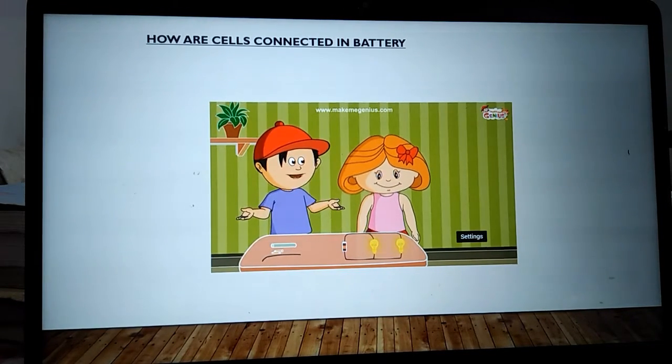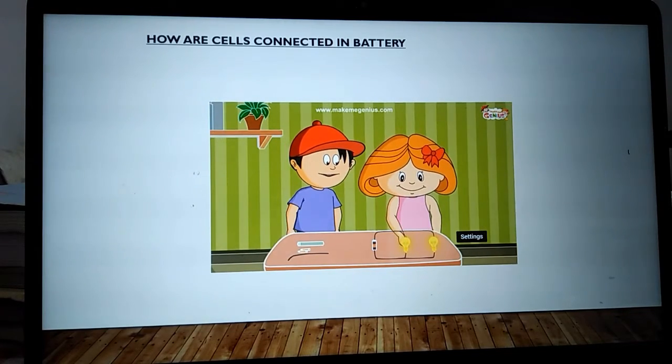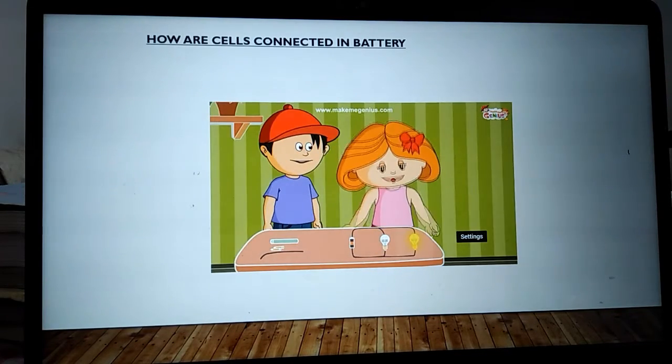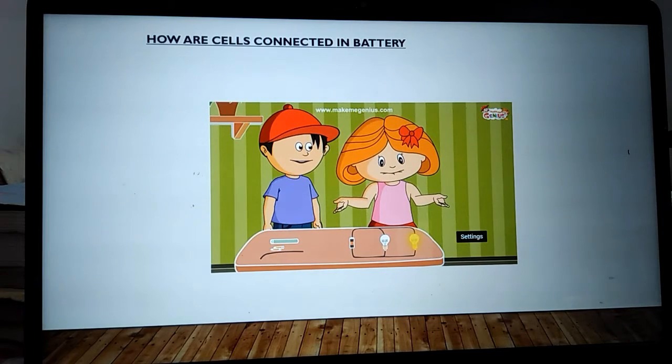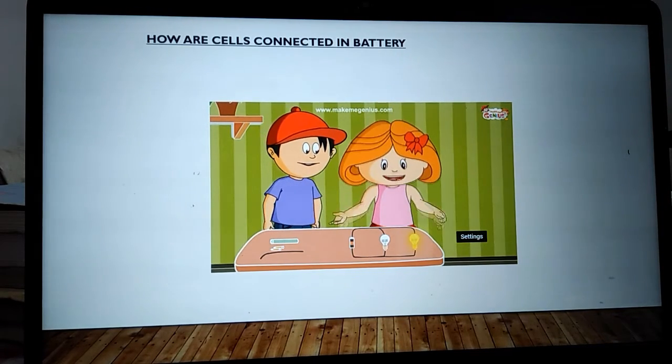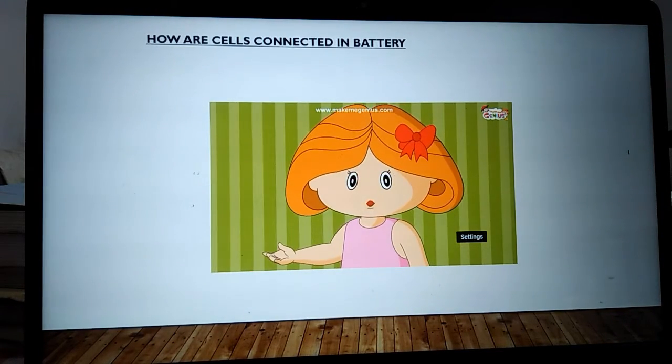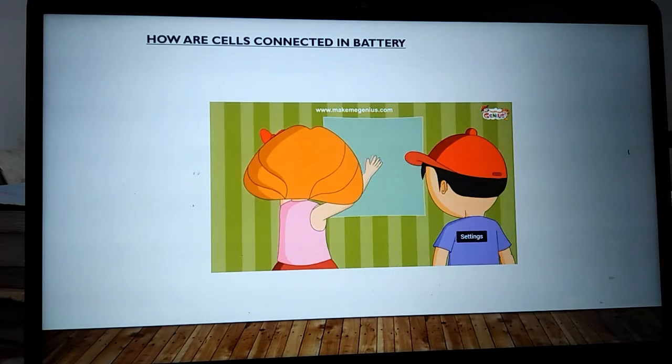Can you remove one wire from the first? Look, only one bulb has gone off. The second bulb is still on. Okay, now you have understood parallel circuit. Can you draw it on the chart?